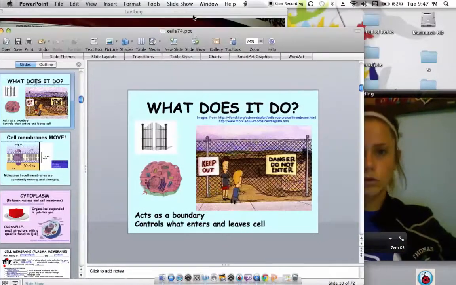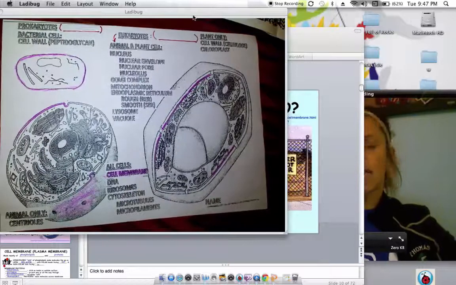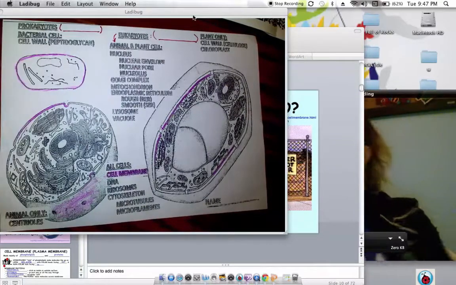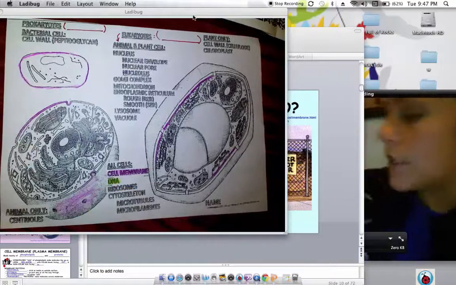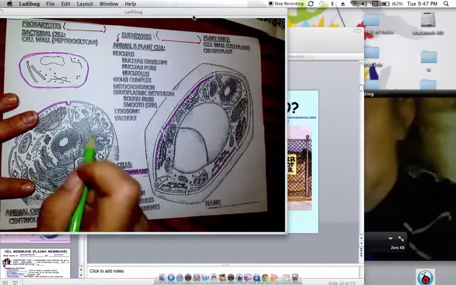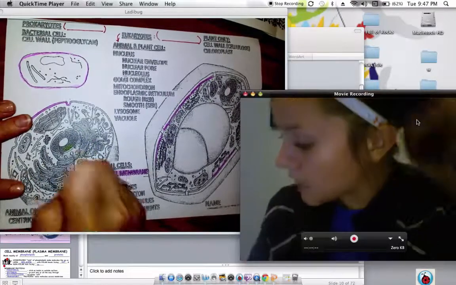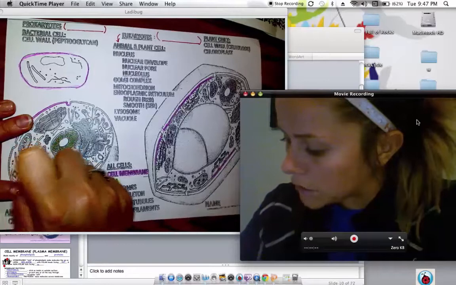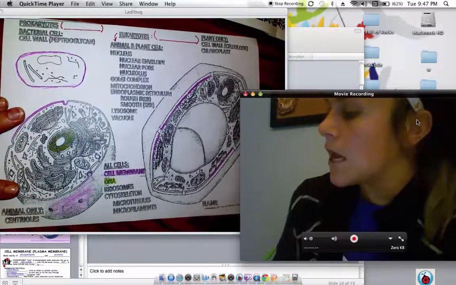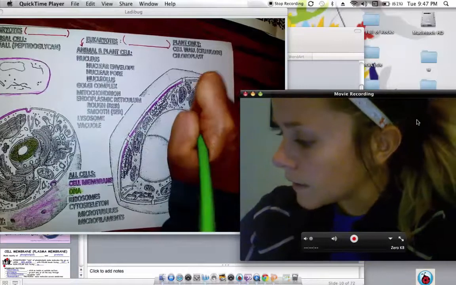So let's find it. Okay, our next organelle is going to be the DNA. DNA is going to be found in all three of these things. So DNA is right here, and DNA is going to be found inside of the nucleus. Okay, so DNA is found all inside here, all this squiggly junk here. It's going to be found inside of the nucleus in the plant, right here.